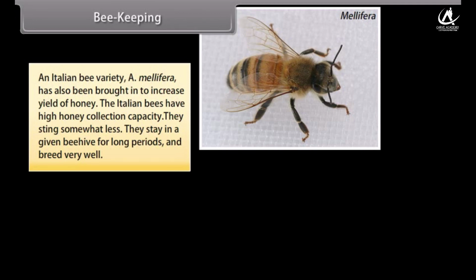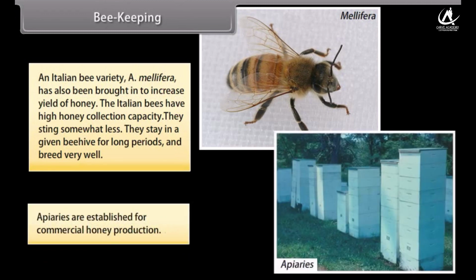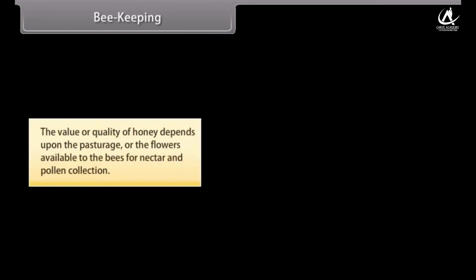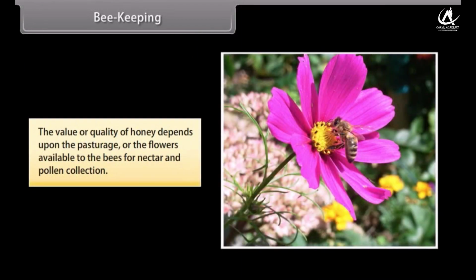The Italian bees have high honey collection capacity. They stay in a given beehive for long periods and breed very well. Apiaries are established for commercial honey production. The value or quality of honey depends on the pasturage or the flowers available to the bees for nectar and pollen collection.